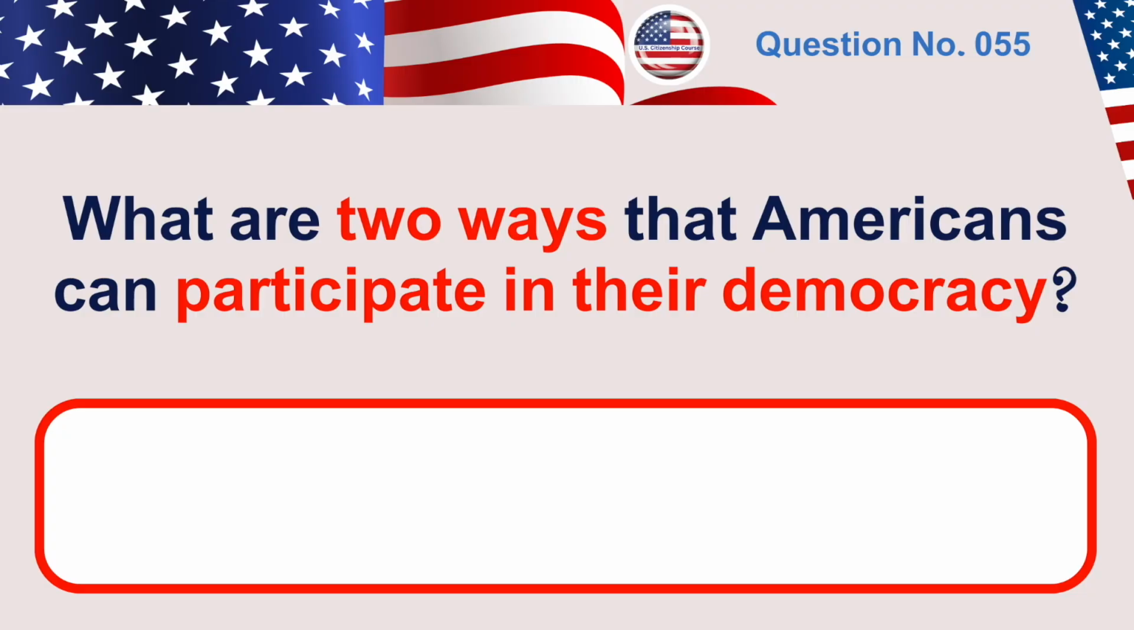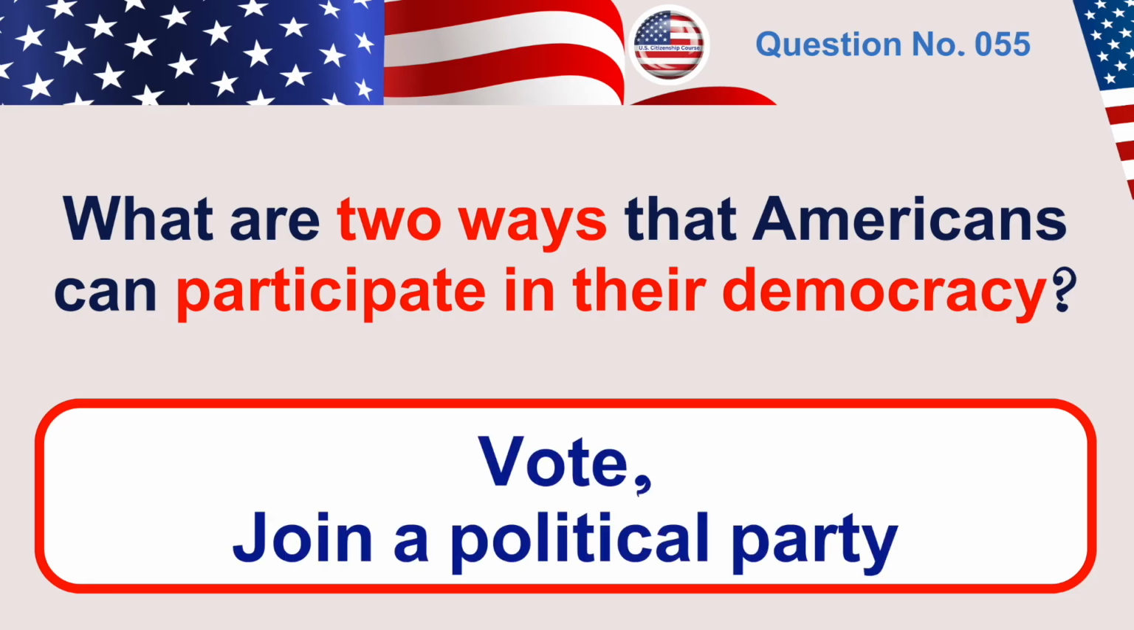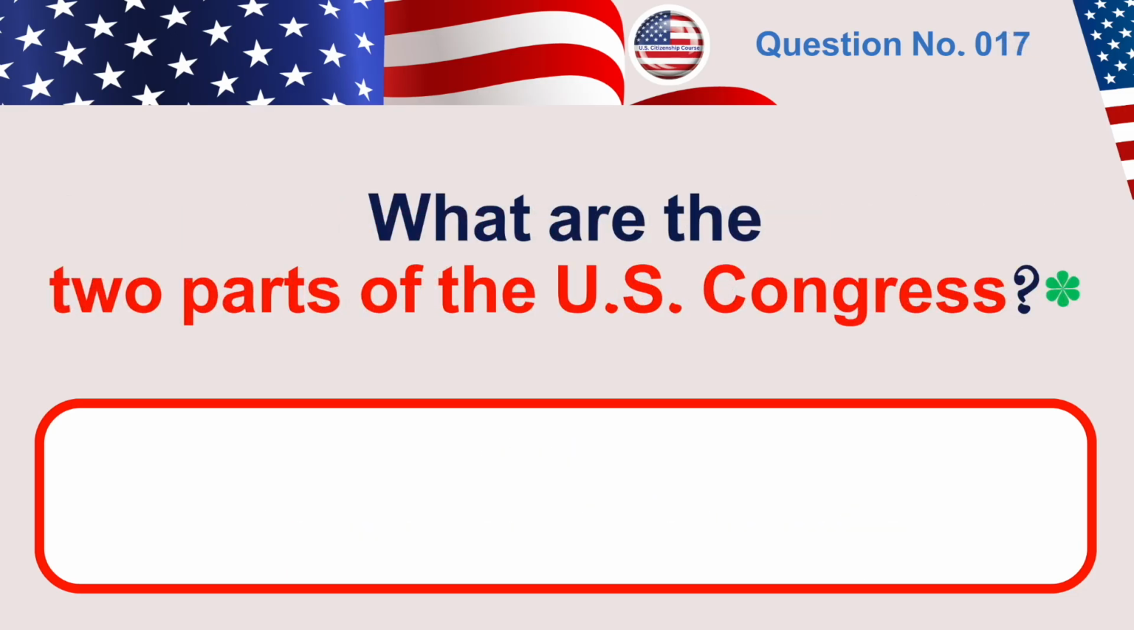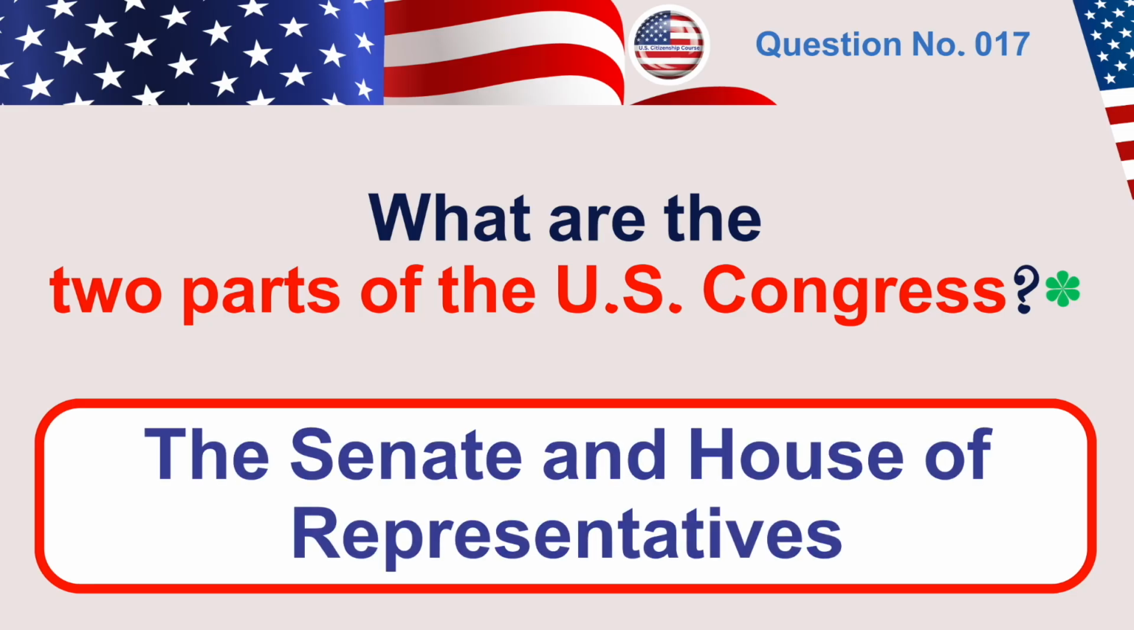What are two ways that Americans can participate in their democracy? Vote. Join a political party. What are the two parts of the U.S. Congress? The Senate and House of Representatives.